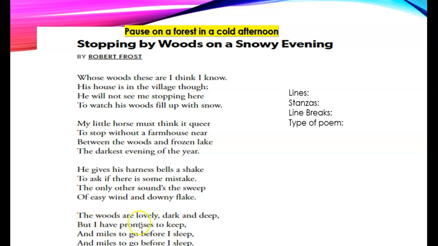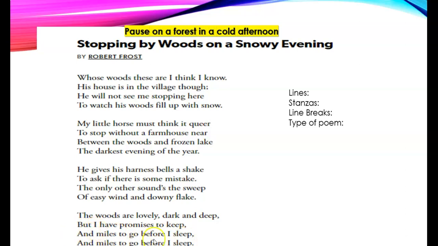Stanza 4. The woods are lovely, dark and deep, but I have promises to keep, and miles to go before I sleep, and miles to go before I sleep. So boys and girls, the last two lines are repeated. Remember, what did we say? Why does the speaker include repetition? They want to emphasize, right? They want to make a point. So what is the point that the speaker wants to make here?